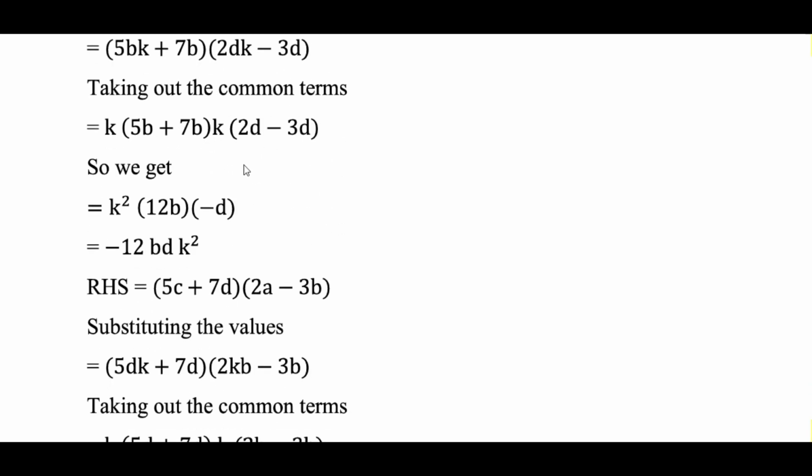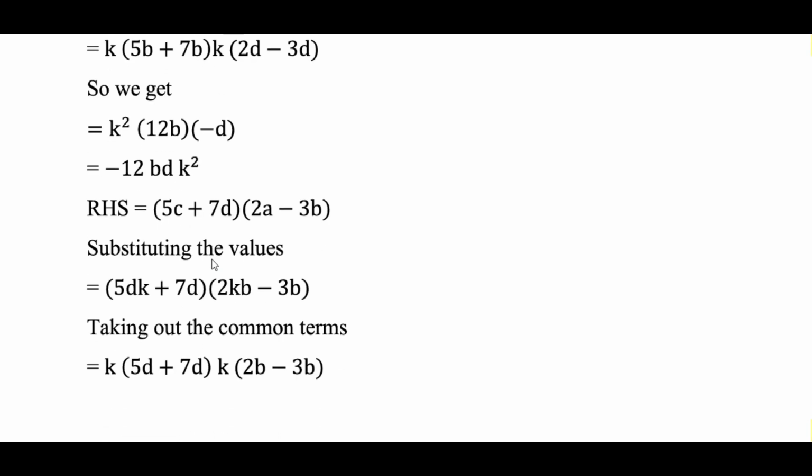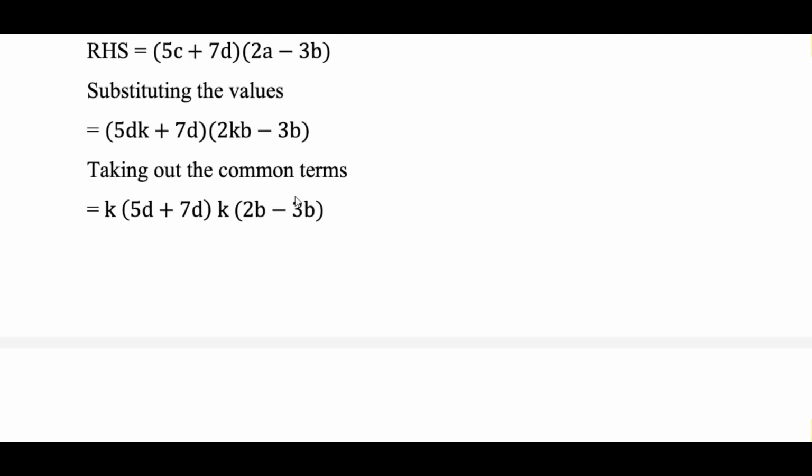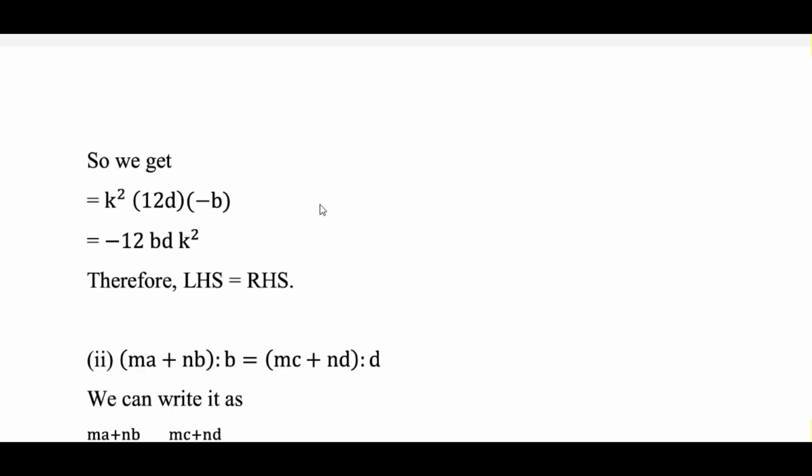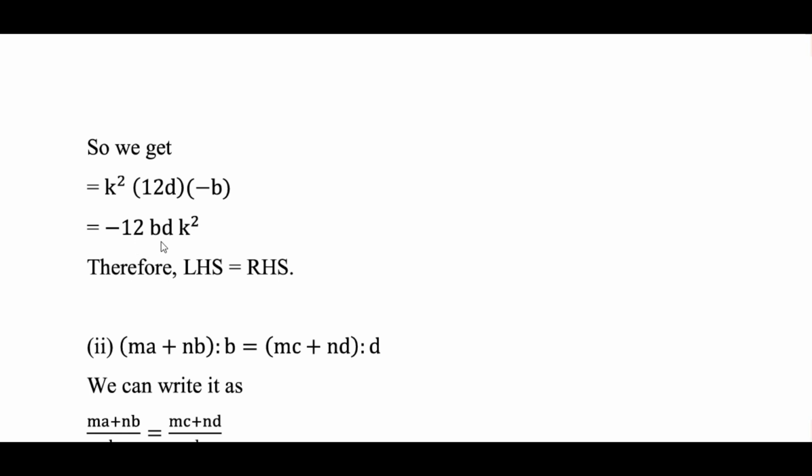After that, taking the common item, and a little bit of simplification, you will get minus 12bdk square. Now come to the right hand side. Write 5c plus 7d into 2a minus 3b. Substituting the values, after that you will get this much. After that, taking the common terms, you will get minus 12bdk square. So the left hand side is equal to the right hand side.